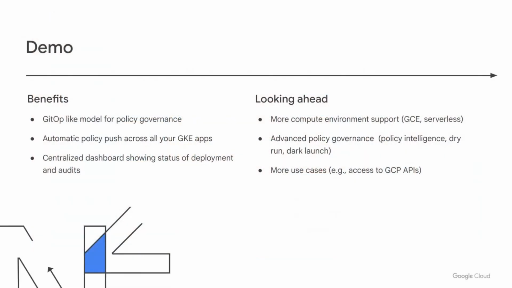The second direction is around policy governance. We want to provide advanced policy governance like policy intelligence, dry run, and dark launch. And lastly, is covering more use cases. If you remember from the slide at the beginning, there are 4 main use cases. We want to make sure that all those access policies are included in our story, right? So including things like access to GCP APIs and so on.